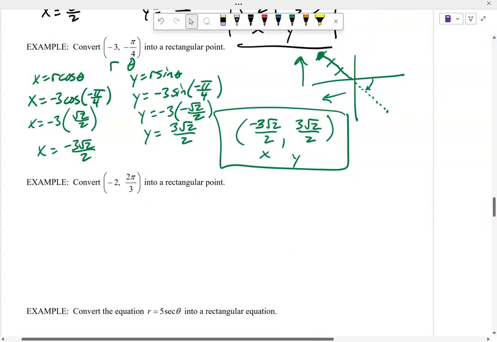Why don't you guys try this one? Go ahead, pause the video and give that one a shot.